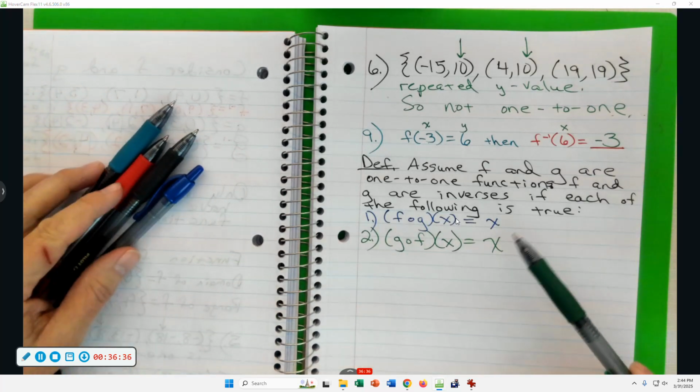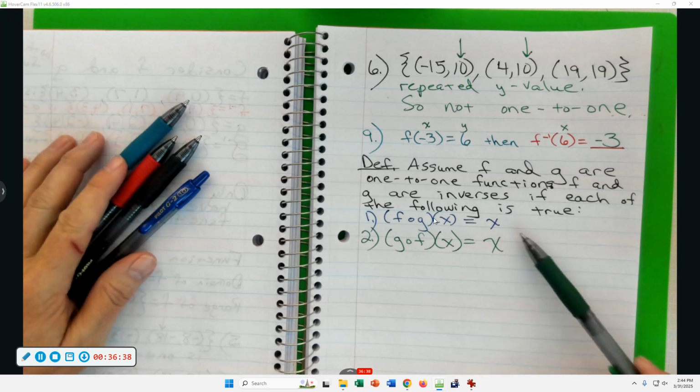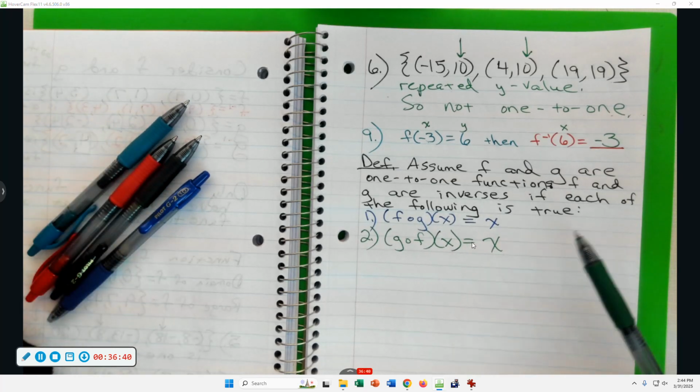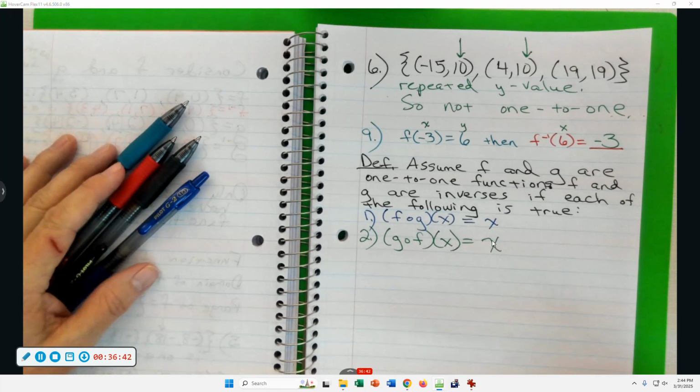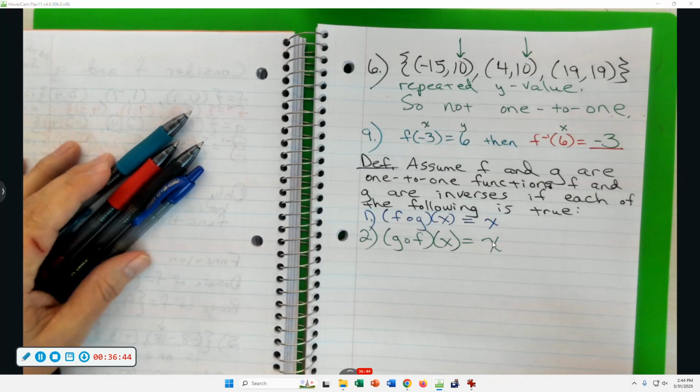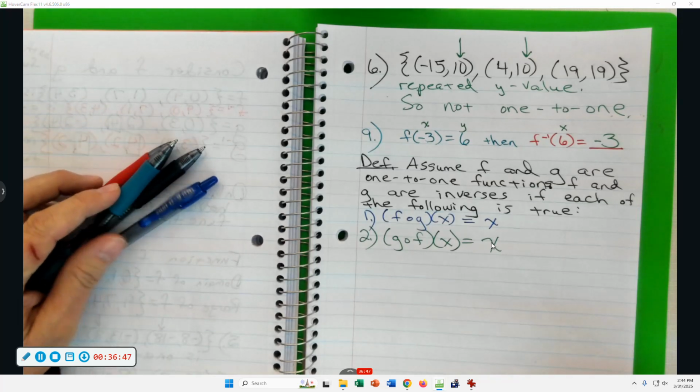If you find the composition in both directions and everything except the x cancels out, then you can be assured those two functions are inverses.